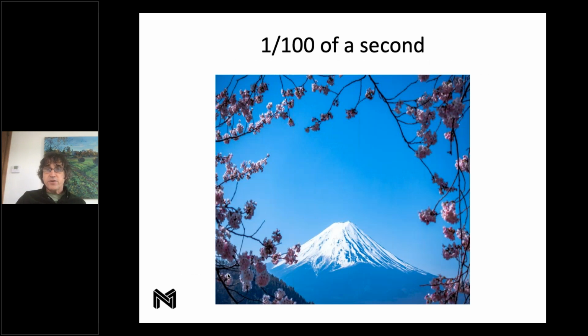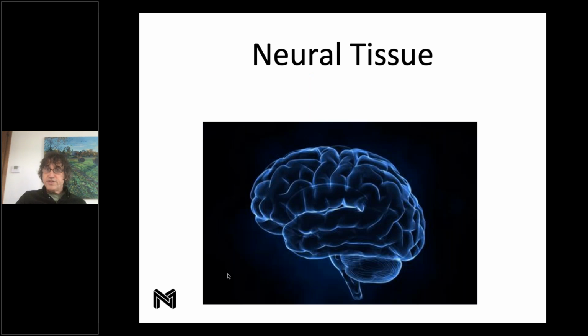You're looking at a photo, and most of you can tell that this is Mount Fuji, and that takes you about 1/100th of a second to do. So neural tissue, that thing between your ears, enables you to do that, to actually recognize images extremely fast, right?